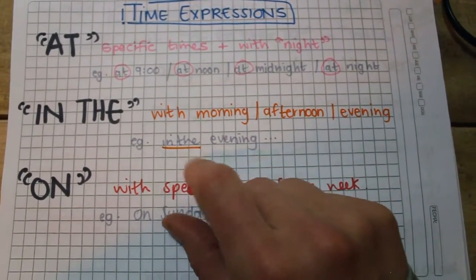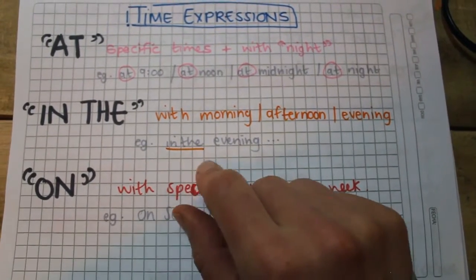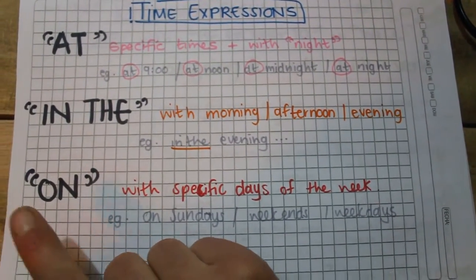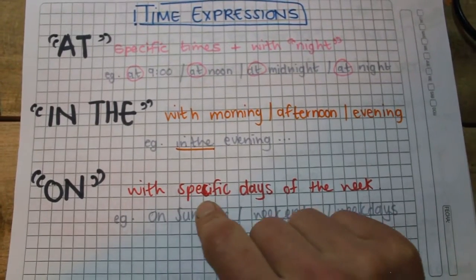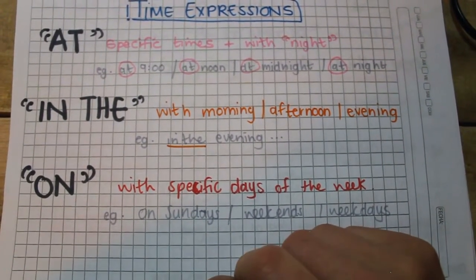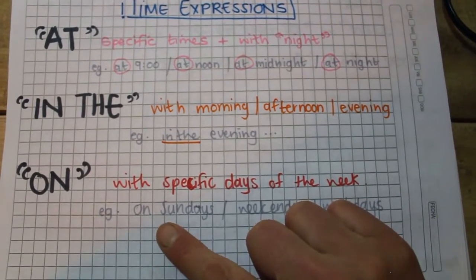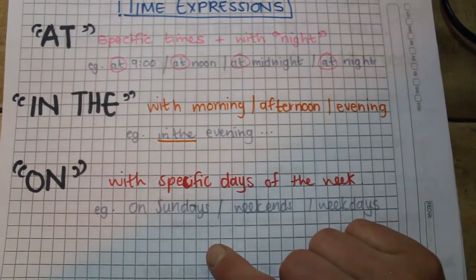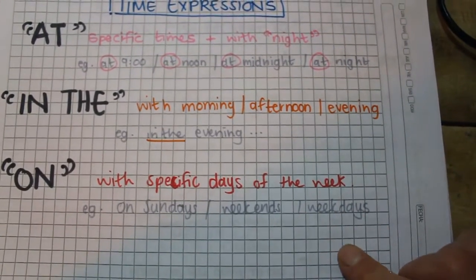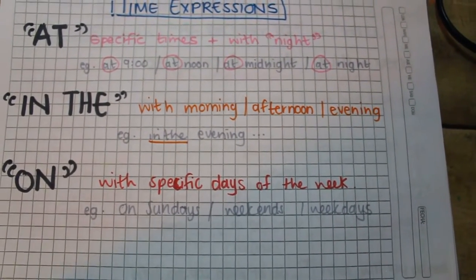In the evening I go to Zumba. In the afternoon we have a snack. On is with specific days of the week. Like on Sunday we eat chicken. On Sundays we stay at home. On weekends we visit family. On weekdays I do my videos.